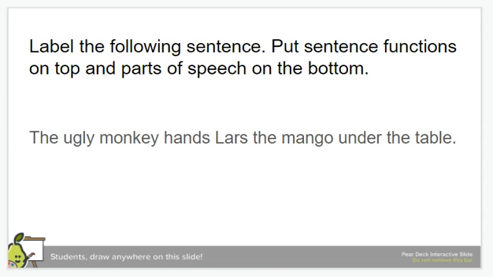Now, if the verb doesn't stand out to you, try changing the tense of the sentence. The ugly monkey handed Lars the mango under the table. Okay, the word that changes there is handed. That's our verb. Now, what kind of verb is it? Something you can do, right? That's an action verb.